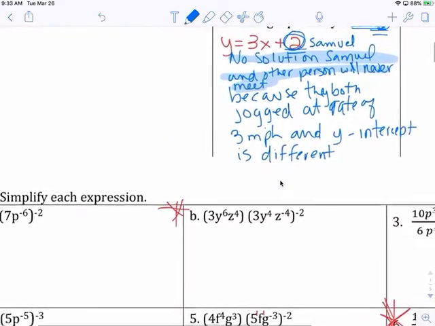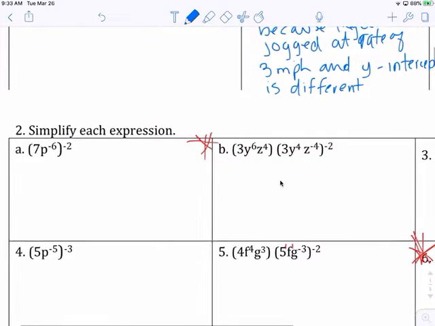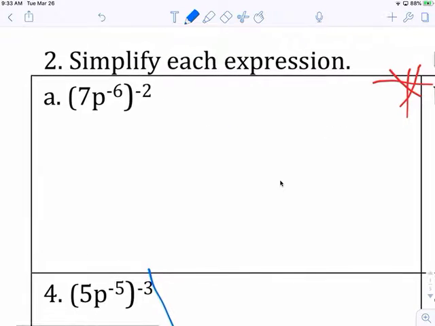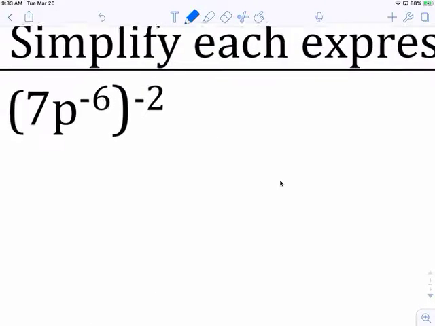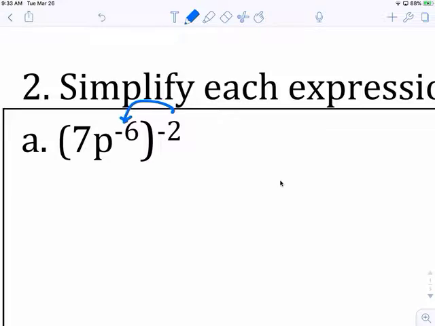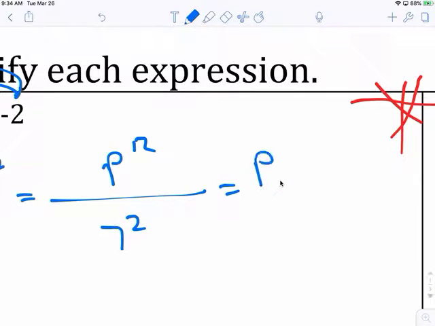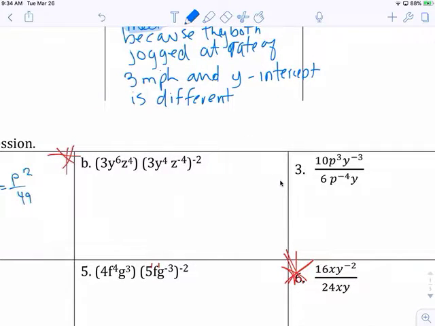Okay, I said I would do this one. Most of you know how to do this. I just want to make sure, even though we didn't mark it off. Still, two negatives is a positive, p to the 12. This is a 1. 7 to the negative 2. You can't solve that yet. You need to keep this on top. P to the 12 over 7 squared. So p to the 12 over 49. Same thing, right?